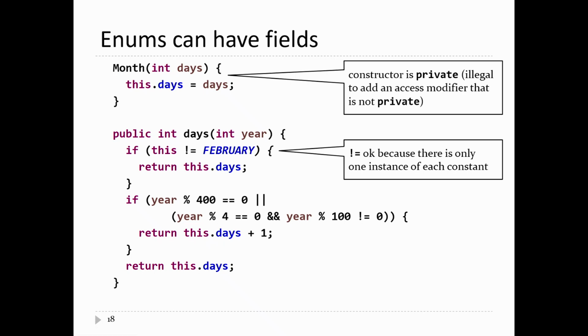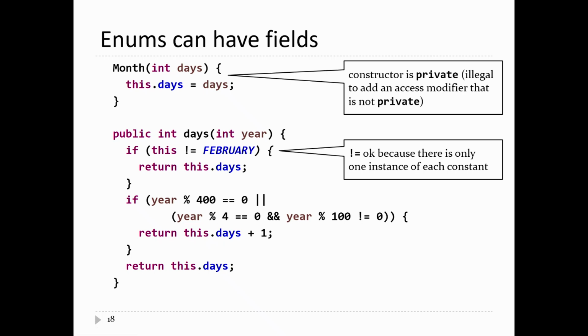Now, enumerated types are a bit funny. The language says that the constructors must be private. So if you put an access modifier here, you either have no access modifier or you have to mark it private. If there's no access modifier, the language makes it private. The compiler forces it to be private. So that constructor is private, which means it can only be called within the enumerated class itself. It doesn't do anything except assign that value to the field days.